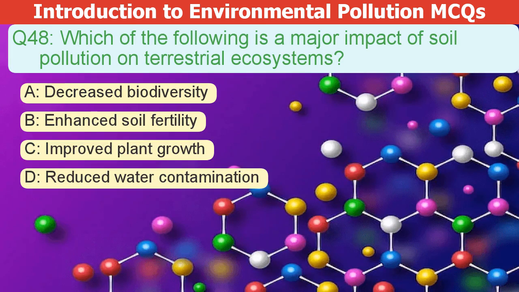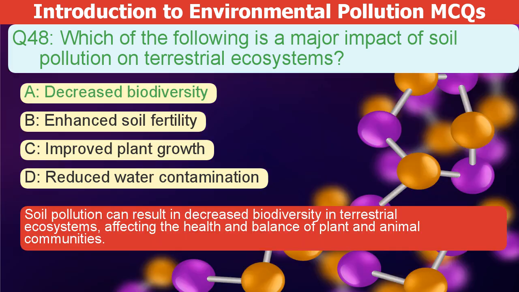Which of the following is a major impact of soil pollution on terrestrial ecosystems? A. Decreased biodiversity. B. Enhanced soil fertility. C. Improved plant growth. D. Reduced water contamination. The correct answer is A.